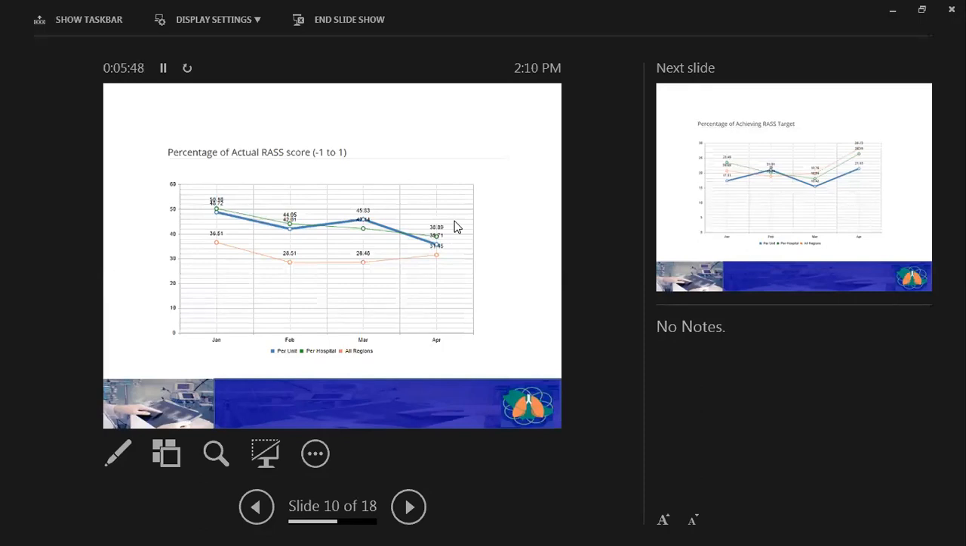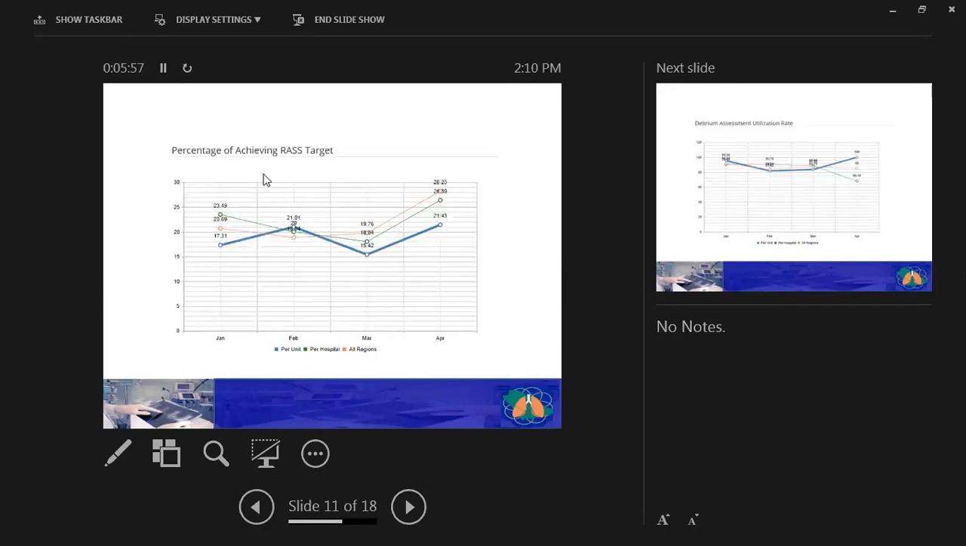So each unit, each CUSP team should start to think about ways to implement a change, reducing sedation, achieving higher RAS scores, etc. This is the percentage of achieving the RAS target, meaning this happens all the time. So for example, we want this patient to be mildly sedated, and you come next morning and you find him heavily sedated. Is that common?